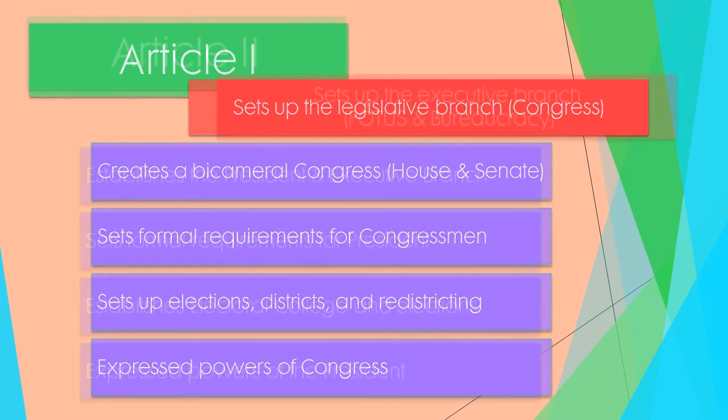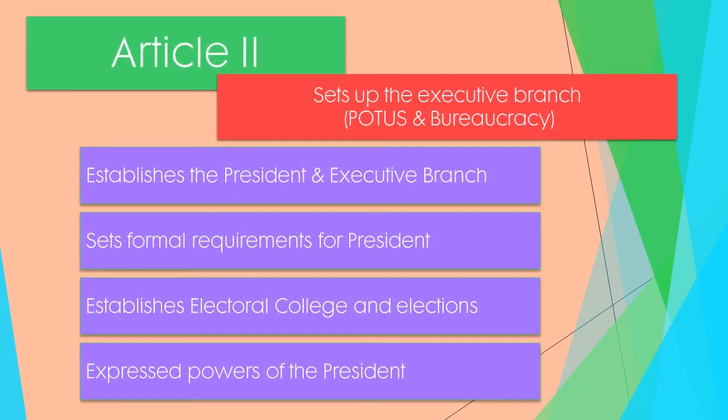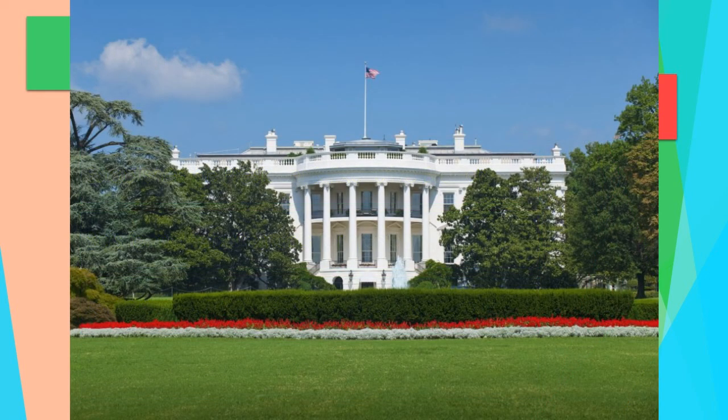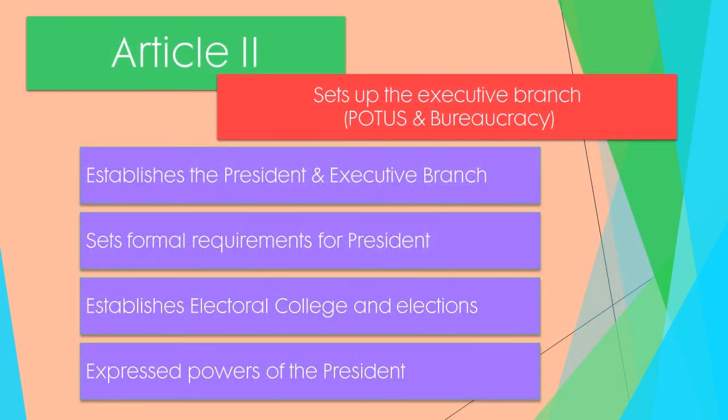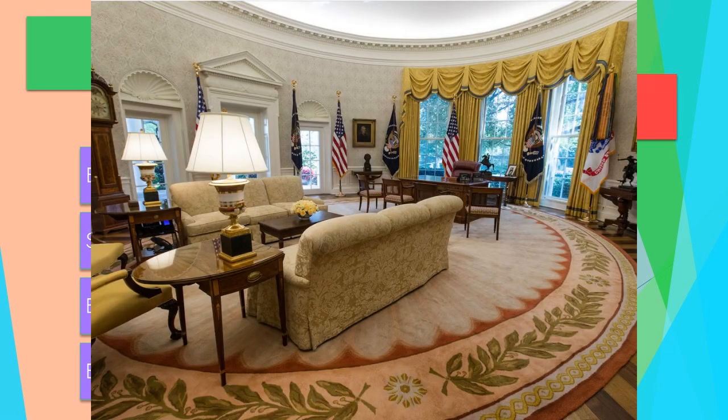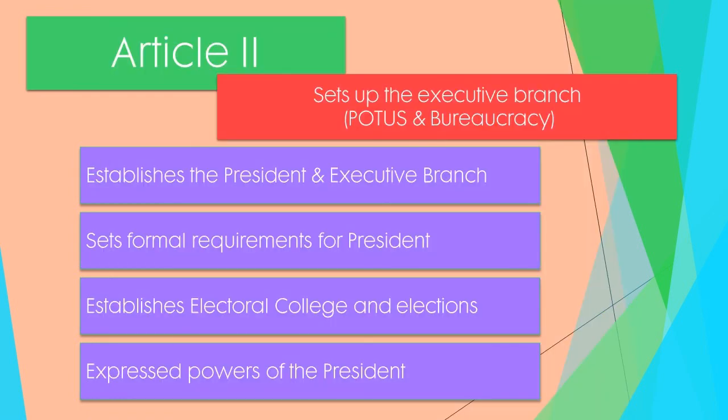Article 2 is not nearly as long and not nearly as specific, but this is about our executive branch. So this basically creates the office of the president, the vice president, and hints at parts of the federal bureaucracy here. So again, not a lot here. We just want to know the basics. It sets up that there is a president who's the head of the executive branch and that there's a vice president. It sets the specific requirements for who can serve as president. It tells us how we're going to choose the president by explaining the electoral college system, and it gives the president a few expressed powers.